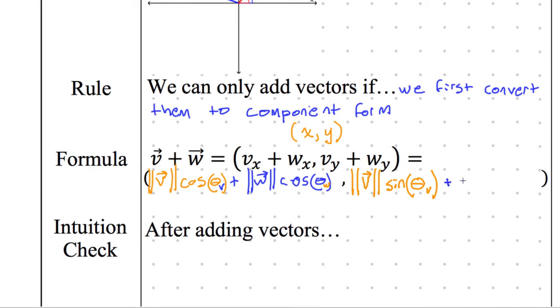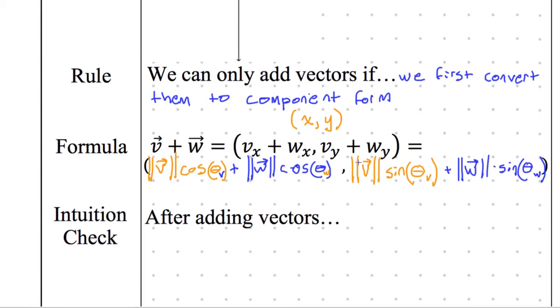And then I add that with the magnitude of w times still sine, because both of these have to be the y component of vector w. So there is your full-on formula. It looks really gross. I just like this would be the nicer rule, like just convert them to component form and add them because you know how to do that. But there is the formula.